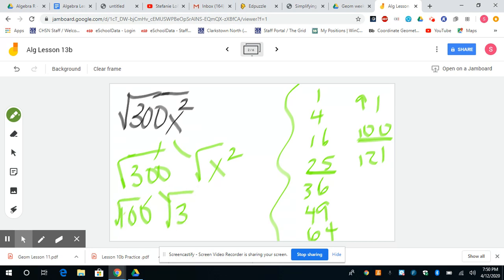We haven't taken the square root of anything. We kind of just are branching it off, simplifying it. So the square root of 100 is just 10. So we have 10 radical 3 so far.